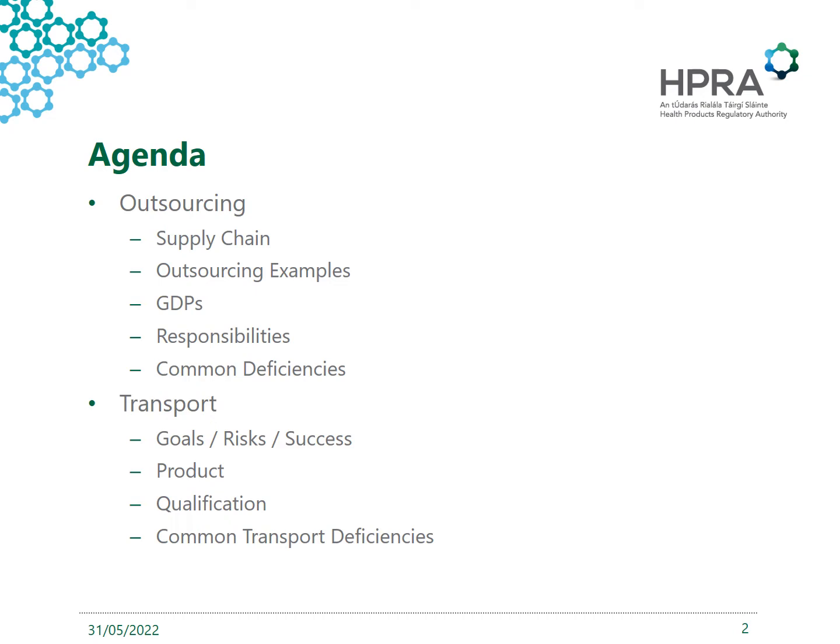Under outsourcing, a look at supply chains, examples of outsourcing, what the GDPs require, responsibilities when it comes to outsourcing, and some common deficiencies. Under transport, we will look at the associated goals, risks and success of a transport system, why the product needs to be centre, a brief look at the qualification of transport, and some common transport deficiencies.